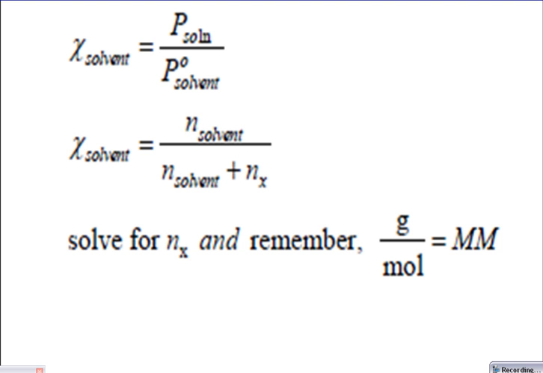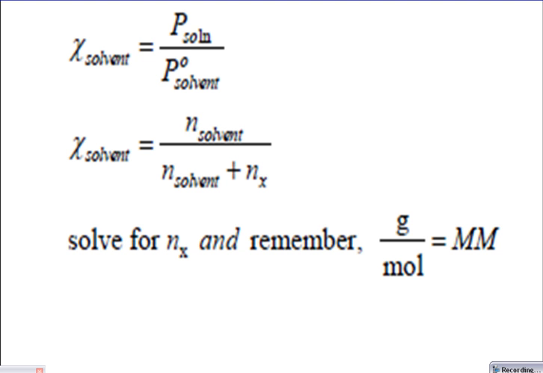Raoult's law can also be used to find the molar mass. Because you have the mole fraction of the solvent, you can find the molar mass of the solute if you solve for that mole fraction, and then from that solve for the moles of the solute. This will be assuming that i is 1, otherwise you have to take into account that there is an invisible i here in front of this n sub x. Once you have the moles of the solute, you can solve for molar mass by dividing by the mass they give you. So mass divided by moles is your molar mass.